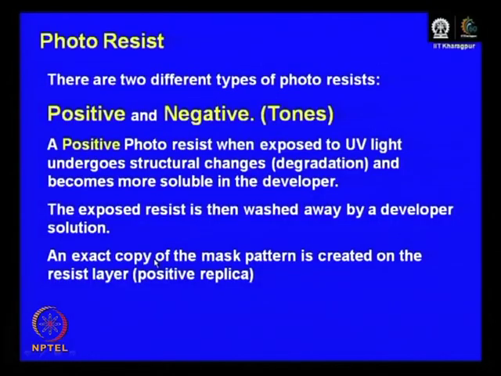Now, there are essentially two different types of photoresists, also known as the different photoresist tones. The first one is called a positive photoresist, which upon exposure to UV light undergoes structural changes and degrades and becomes more soluble in the developer. So, a developer is also another type of solvent. It is not a solvent used for coating of the photoresist layer, but it is used after the photoresist layer has been exposed to UV light.